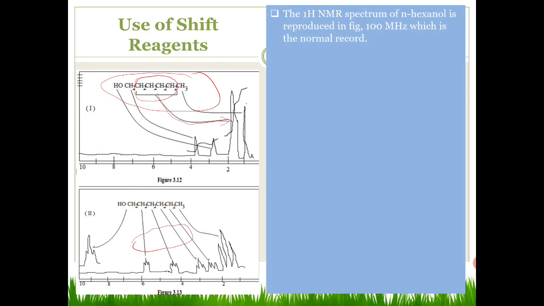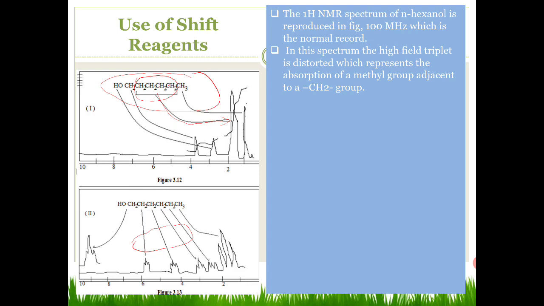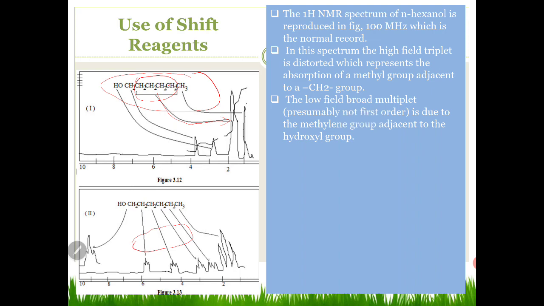The proton NMR spectrum of normal hexanol is reproduced in the figure at 100 megahertz, which is normally recorded. In the spectrum, the high field triplet is distorted, which represents the absorption of the methyl group adjacent to a CH2 group. The low field broad multiplet, presumably not first order, is due to the methylene group adjacent to the hydroxyl group, all buried in the methylene envelope between 1.2 and 1.8.